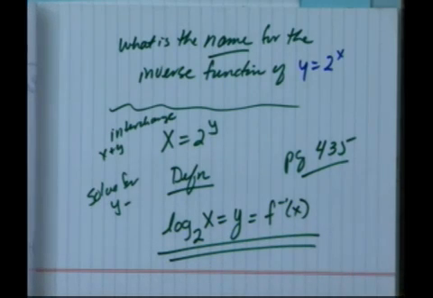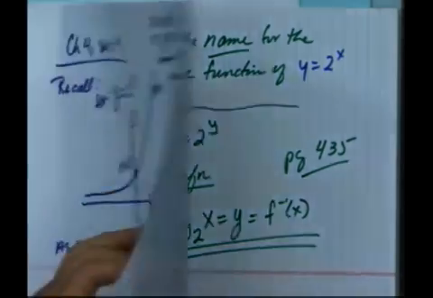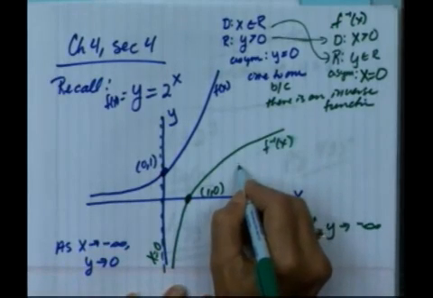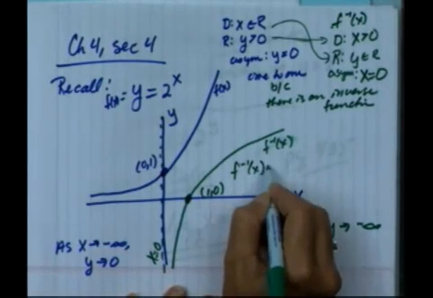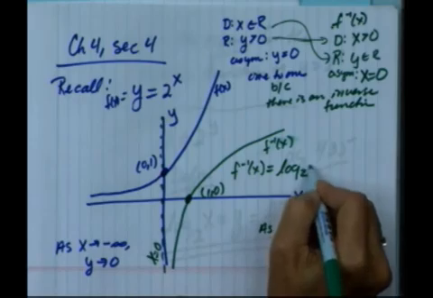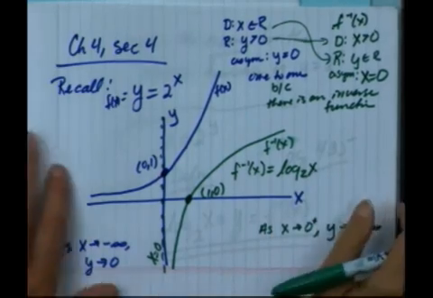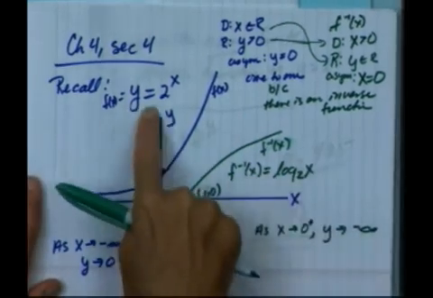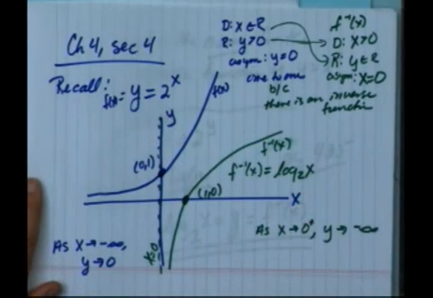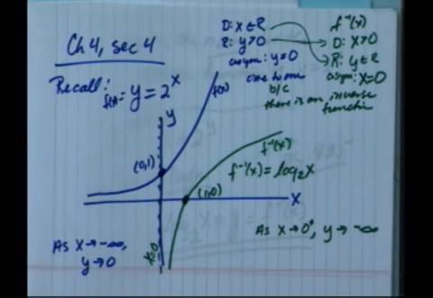Okay, so what I have on the previous page, this graph, we give it the name inverse function, my y equals log to the base 2 of x. So the name for the inverse of y equals 2 to the x is log to the base 2 of x. Okay? Now let me make a couple comments about this that are very, very important.